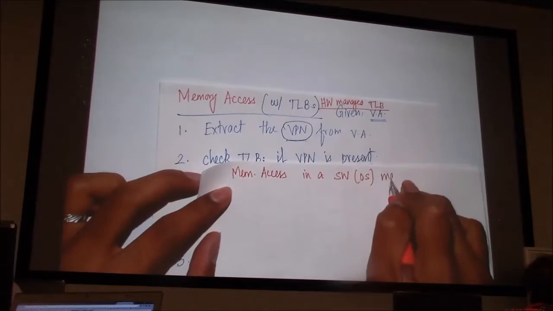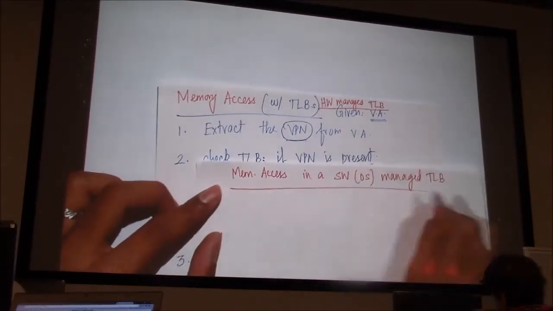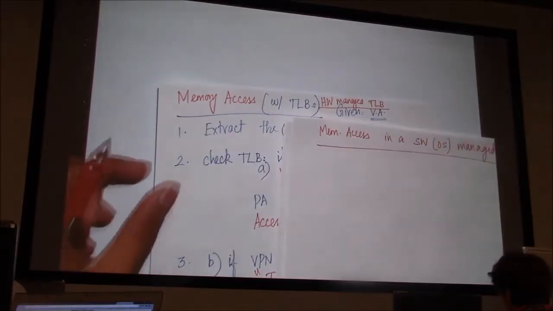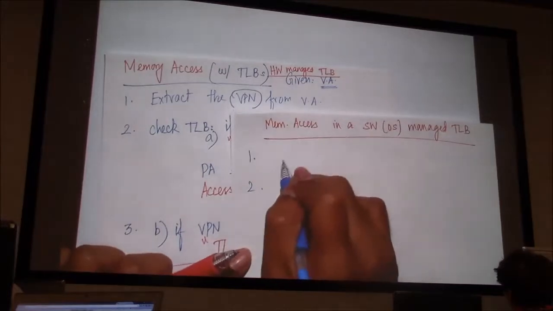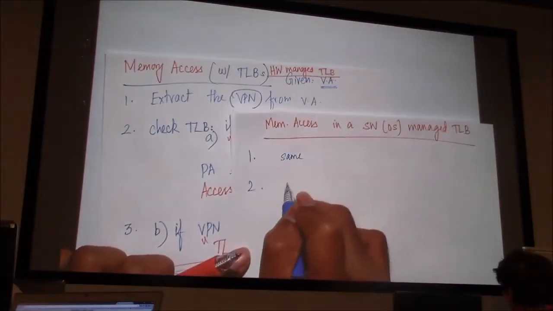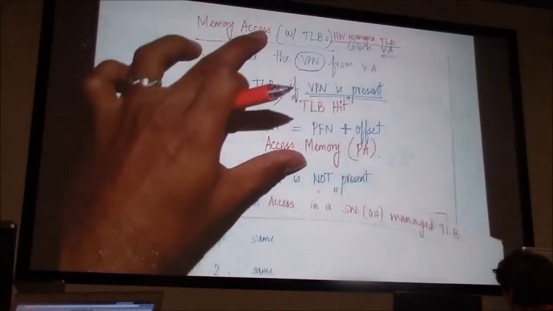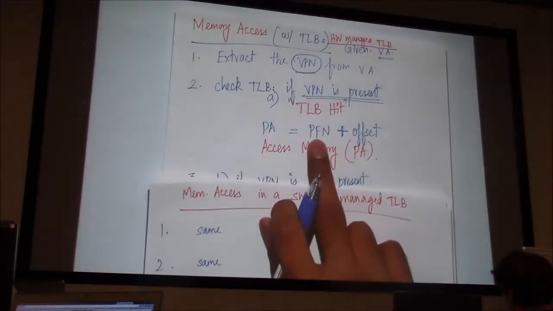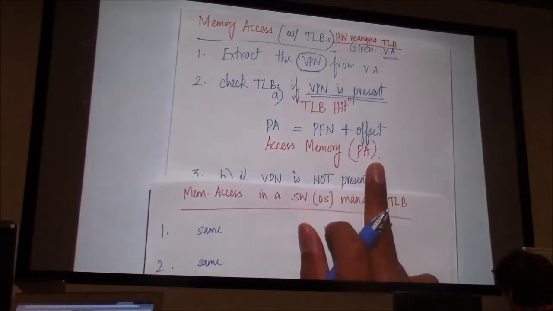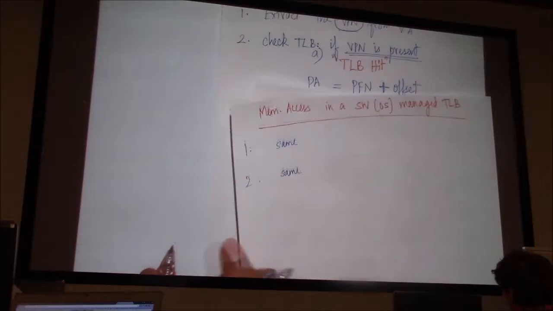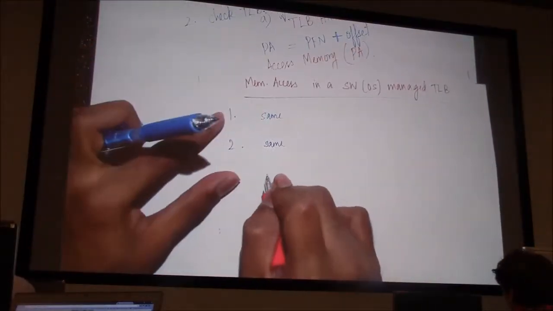Okay, managing the TLB in the operating system. Here, steps 1 and 2 are going to be exactly the same, the same as we saw previously. If it's a TLB hit, then everything is done. We access the PFN directly from the TLB, form the physical address using the offset, and access the physical memory. But the case only gets interesting if it's a TLB miss.